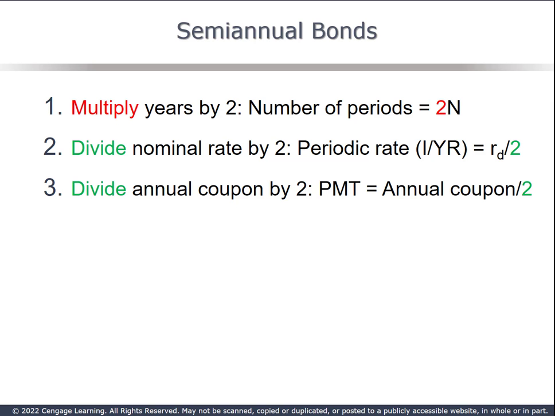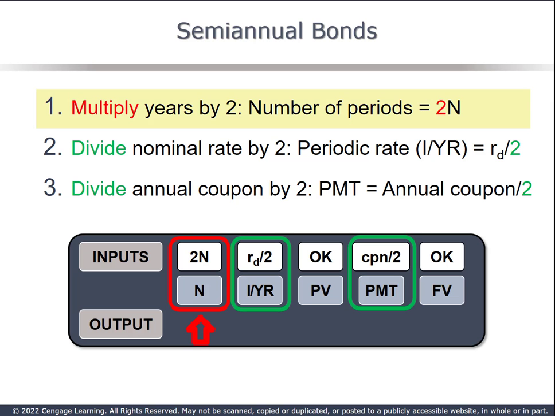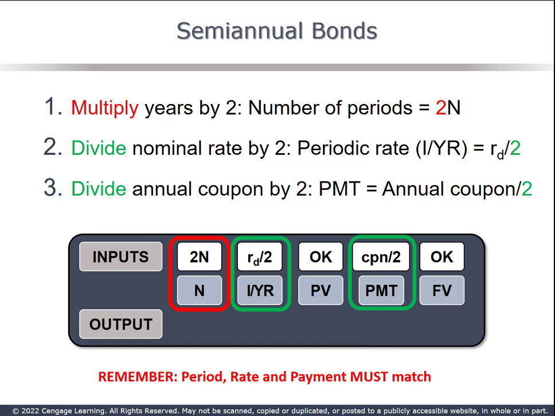With a semi-annual payer, N is the number of 6-month periods to maturity, years to maturity times 2. I/Y is yield to maturity divided by 2. Remember that a yield to maturity is quoted as an APR, so we can simply divide by 2 to find the 6-month rate. Payment is the face value times the coupon rate divided by 2, the amount paid every 6 months. Remember, period, rate, payment must match.